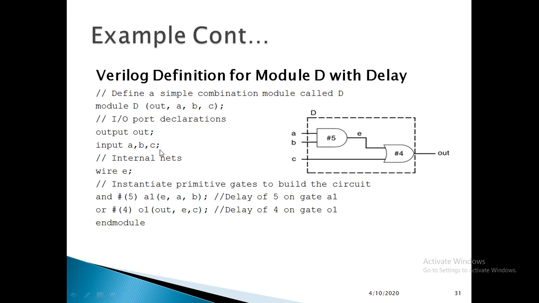Here is the Verilog implementation of this circuit. You see that module D is defined with out, A, B, C. Out is the output, and inputs are A, B, C. This is the wire E, and we instantiate the gates. This is the AND gate, where 5 time units are used for all of rise, fall and turn off, and here 4 time units delay are used.